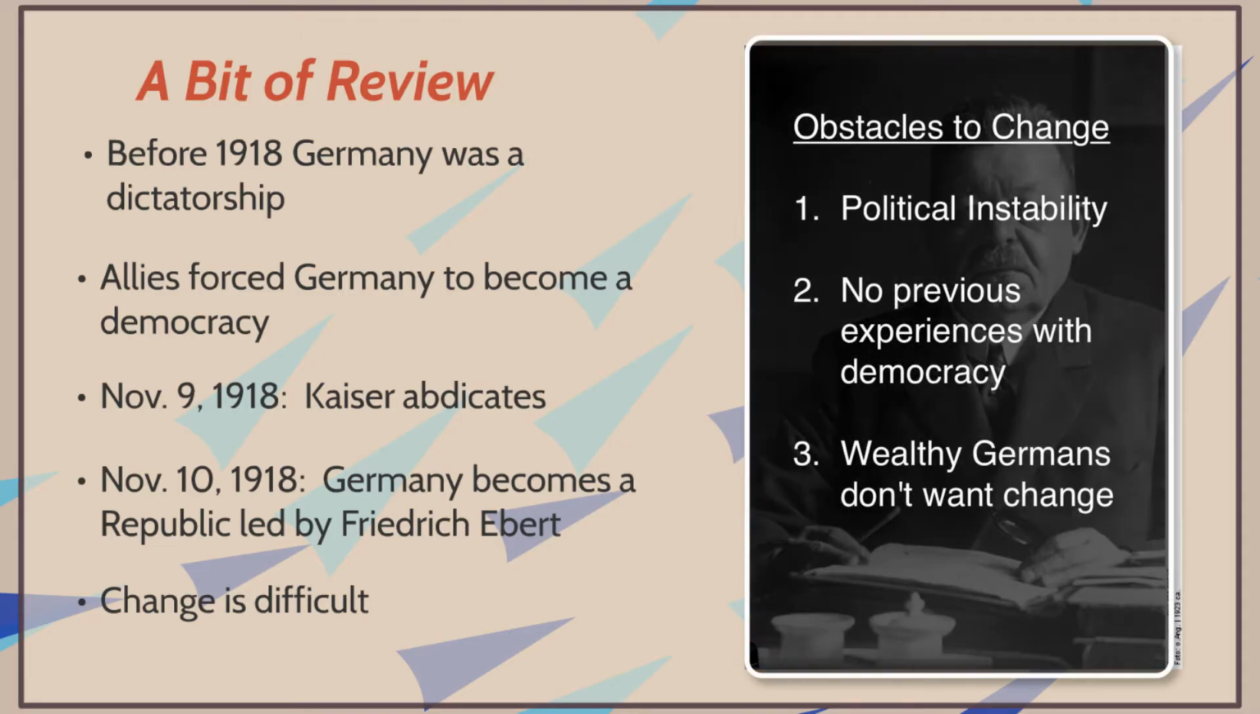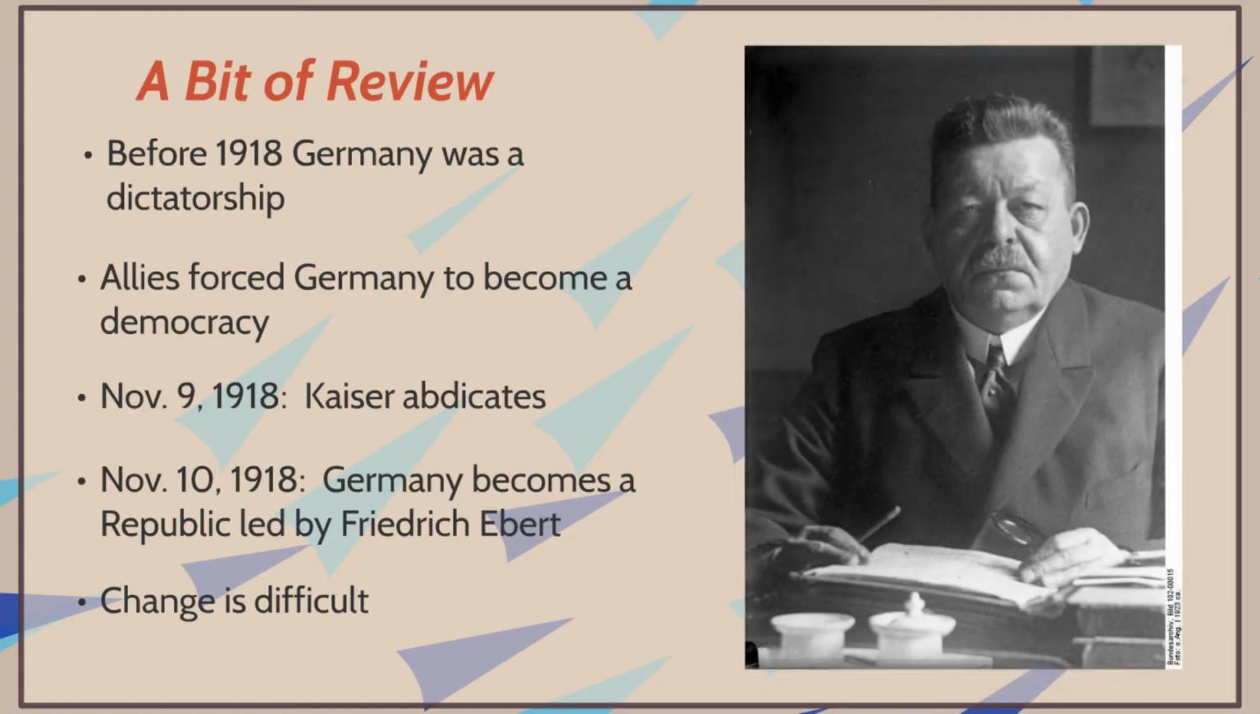Another obstacle to democracy was that German people and politicians had never experienced living in a democracy, so it was quite difficult because they didn't really know how to make it work properly. And finally, many of the wealthy upper classes didn't actually want democracy. They quite liked the way Germany was when the Kaiser ruled, so it was quite a tumultuous time for Germany.